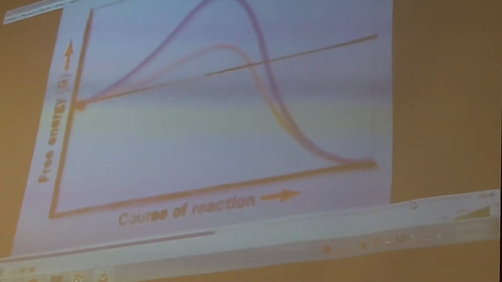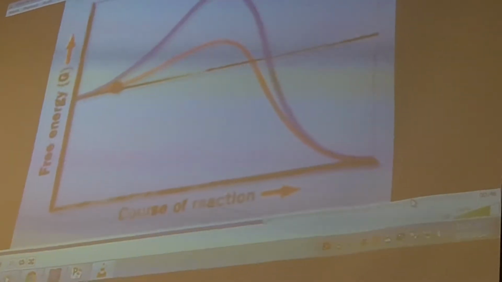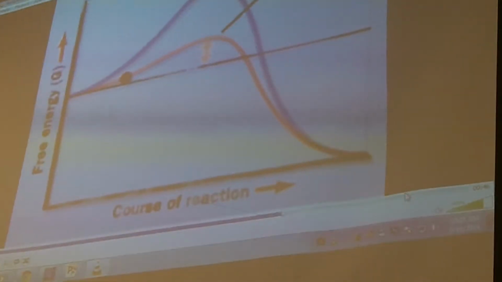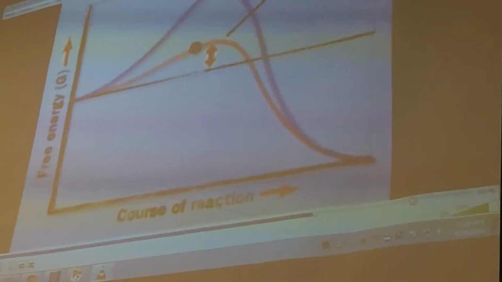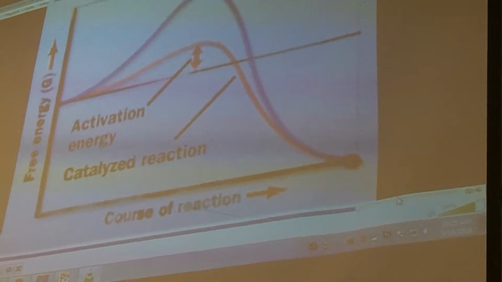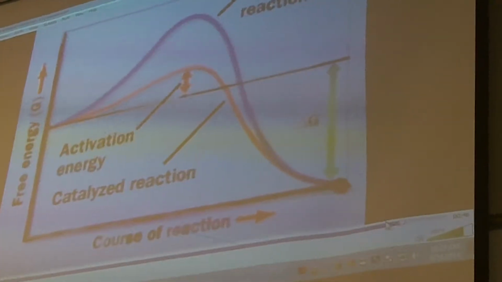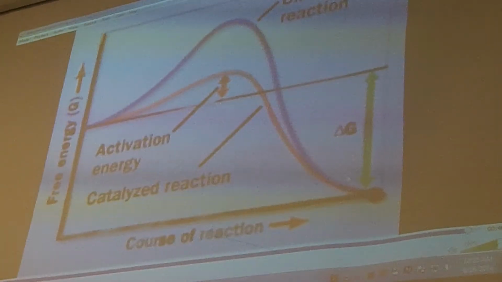An enzyme or other catalyst reduces the energy required. It provides an alternative transition state of lower energy, called the enzyme-substrate complex, and thus speeds the reaction. Notice that the catalyst decreases the activation energy, but does not alter delta G, the free energy change in the reaction.